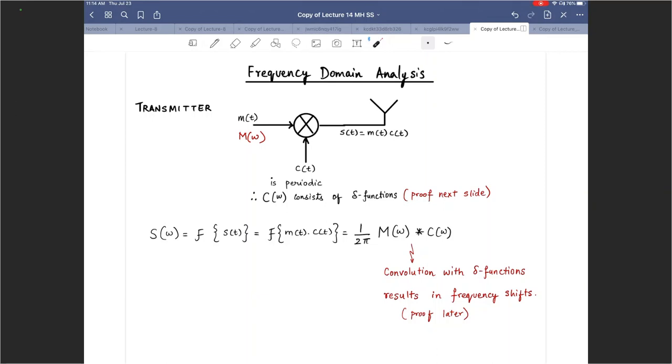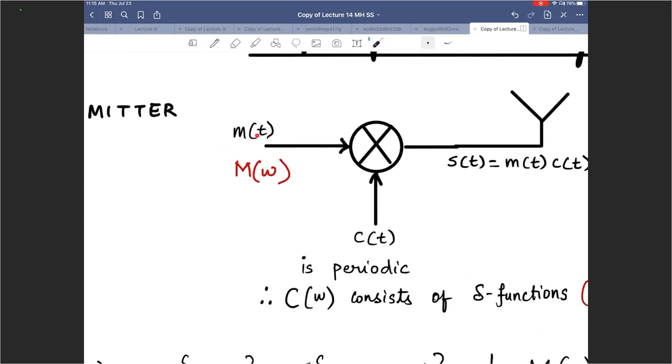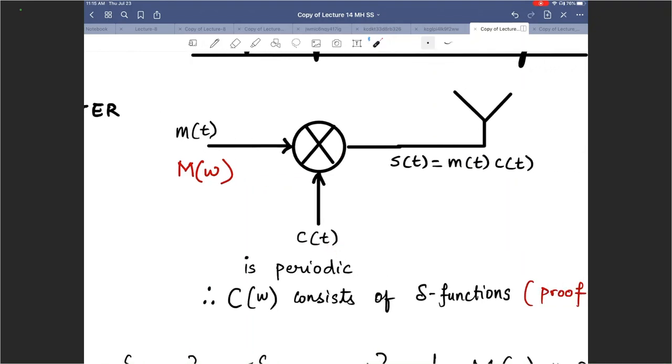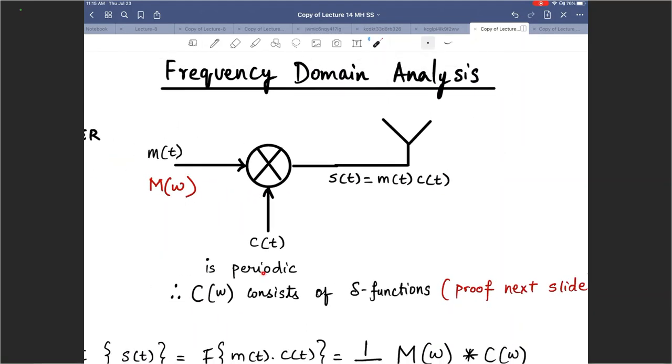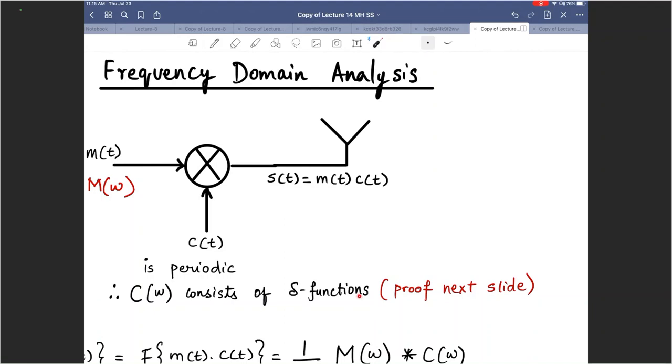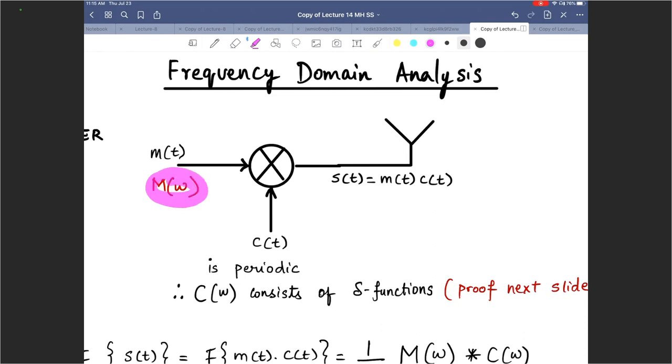All right, let's move on to the frequency domain analysis, because time domain analysis was messy. So for the frequency domain analysis, the transmitter is shown here. Let us suppose that the Fourier transform of M of t is capital M of omega. We multiply that with c of t. C of t is periodic, and we'll prove this in just a minute: if c of t is periodic, the Fourier transform of the carrier will consist of delta functions. We have actually seen this in the previous class as well, but we'll prove it on the next slide too. C of t is periodic, so C of omega consists of delta functions. We are trying to multiply here, which essentially means if you multiply in the time domain, you are trying to convolve M of omega with delta functions.